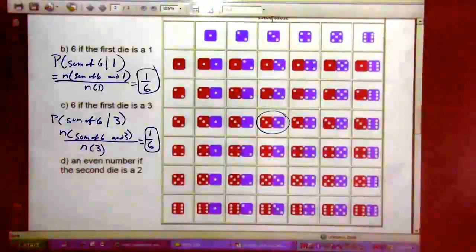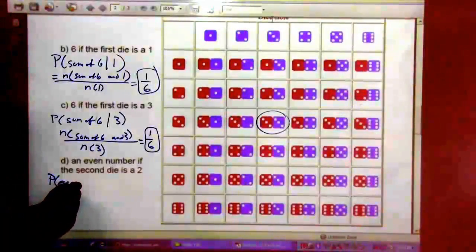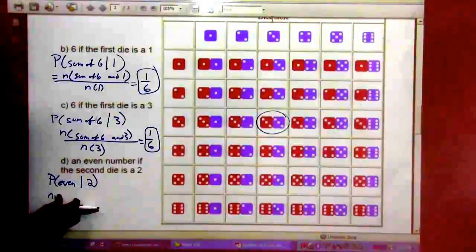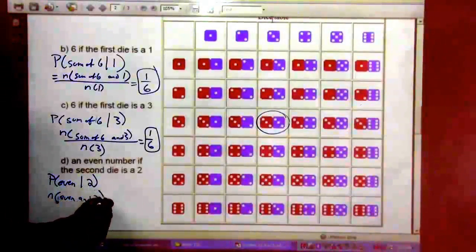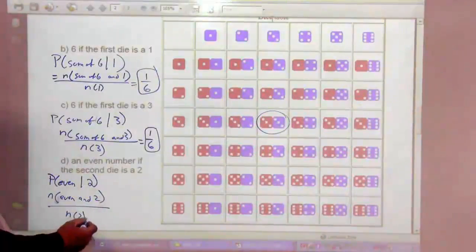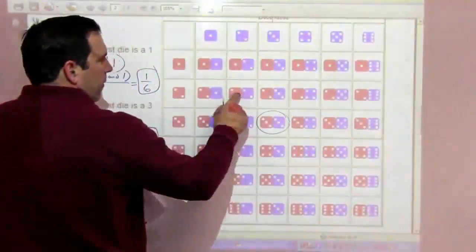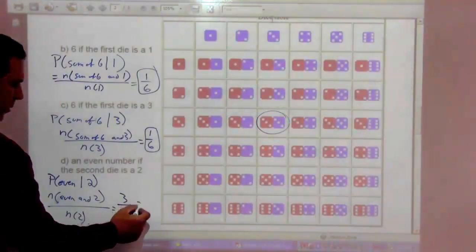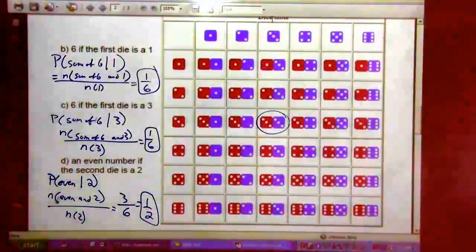Event D says an even number. What's the probability of getting an even number if the first die is a 2? Probability of even given a 2 for the first thing. That's the number of ways you can get an even number and have the first one be a 2 over the number of ways you can have 2's as the first number. Okay, so here 2 is the first number. We have 1, 2, 3 evens in that row out of 6 altogether, or 1/2. I need to scroll up a little bit for the next 2.